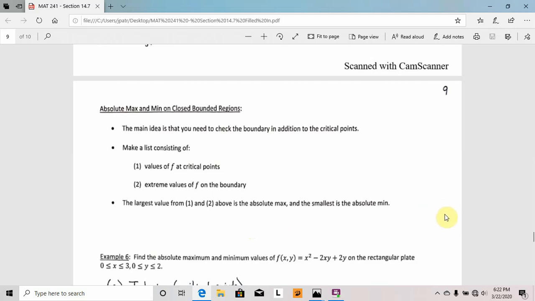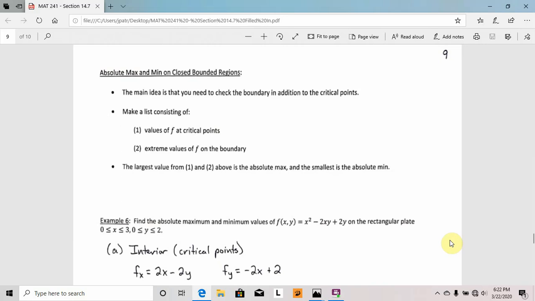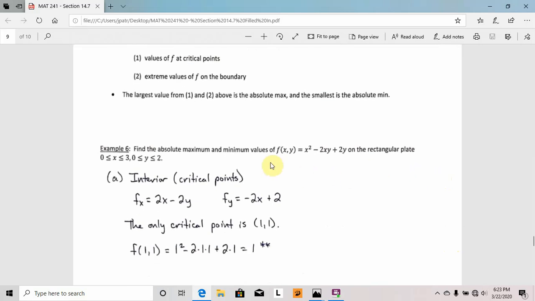And I think there are a couple of these in the problems from section 14.7. There's a triangle one and a rectangle one. I wanted to put a rectangle one in here because that's the one that's slightly longer. Like if you can do the rectangle, you can do the triangle, because the triangle only has 3 pieces. This has got 4. So we're going to try to find the absolute max and min values of this function on the rectangular plate defined this way, where x is between 0 and 3 and then y is between 0 and 2.